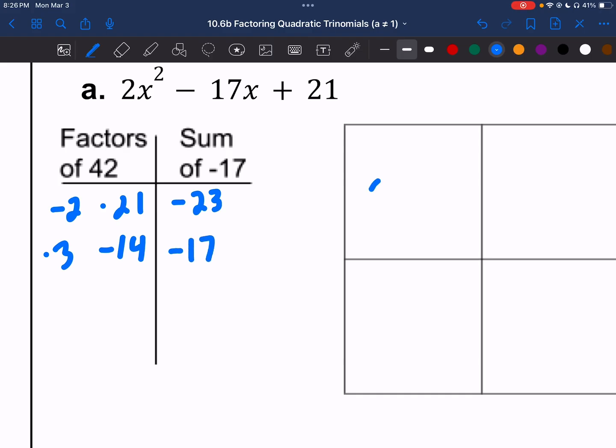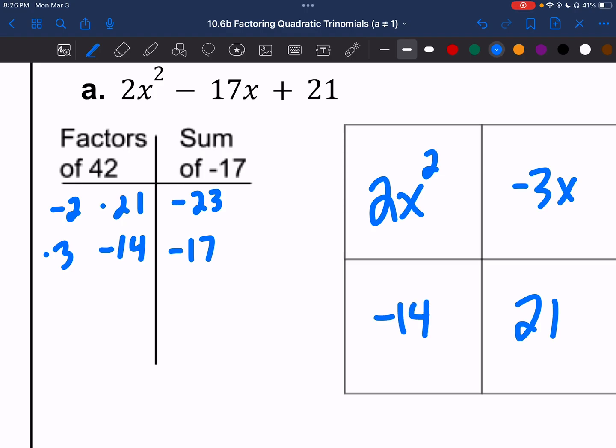So we fill in our information, our A term in the top left, our C term in the bottom right, and the two factors that we just figured out, negative 3x, negative 14x. All right, first row, 2x squared and negative 3x, we can bring out an x. Negative 14x and 21, we're going to bring out a negative 7. So with box method, if you have a negative sign on the outside, that is the place you are going to take it out. Right, so I have a negative 14 there on the outside. I'm going to take the negative sign out there.